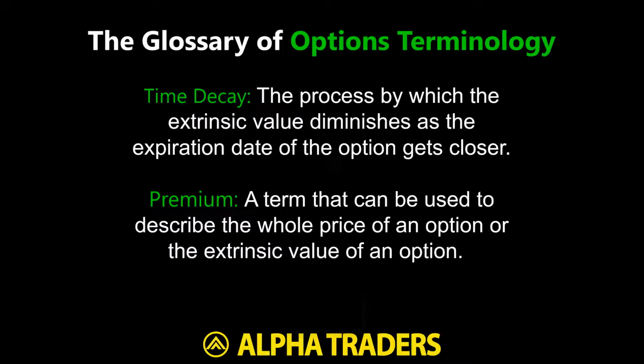Now, time decay. This is something very unique to options as opposed to standard stocks. This is the process by which the extrinsic value diminishes as the expiration date of the option gets closer. So picture yourself betting on a horse race. You have all these bets that can go on and on, hours, days, weeks, months ahead of time before the race ever starts. And in that time, everybody sort of has the same risk. Everybody sort of has the same gamble. Horse 1 could win, horse 5 could win, horse 12 could win, whatever the case may be.